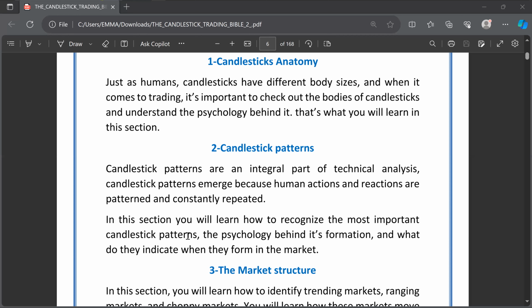Of course, I know some people, in fact many people, have reservations about technical analysis, but that will be another topic for another time. So let's just continue and concentrate on the basics of candlestick patterns.